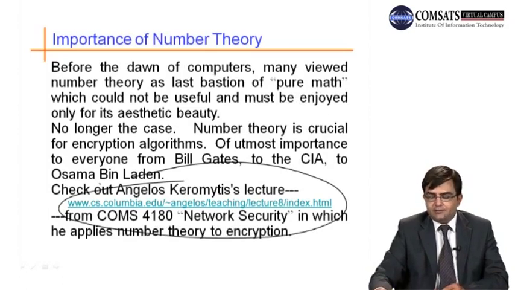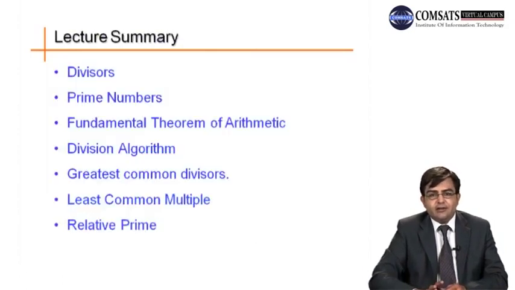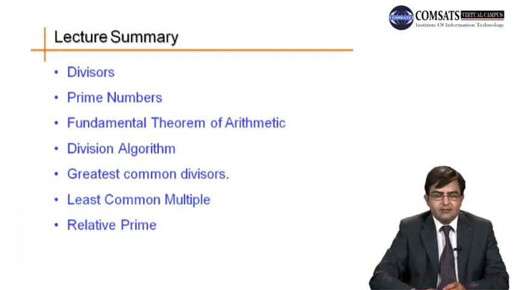For today we stop here. The summary of today's lecture: we have studied divisors, prime numbers, even integers, odd integers, and composite numbers. We have studied some basic results and theorems of number theory. We have also discussed the division algorithm, greatest common divisors, LCMs, and relatively prime numbers. In the next lecture we shall continue this topic, number theory, and we shall prove some other important results of number theory.